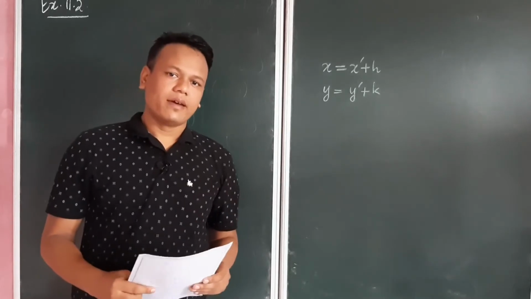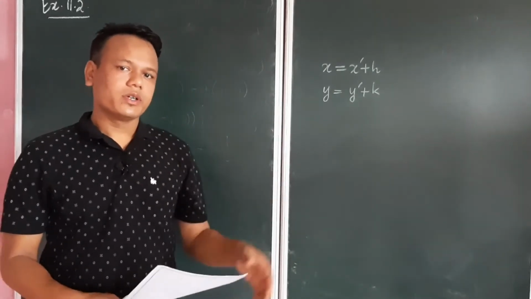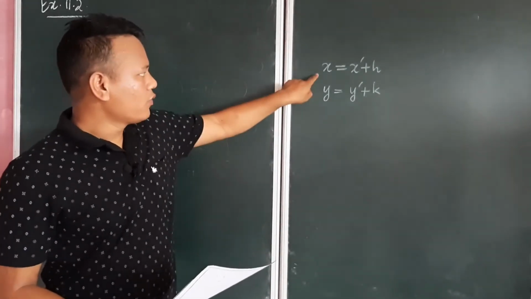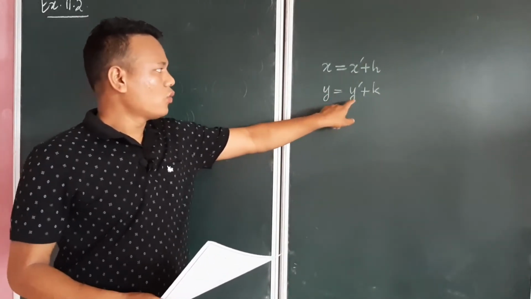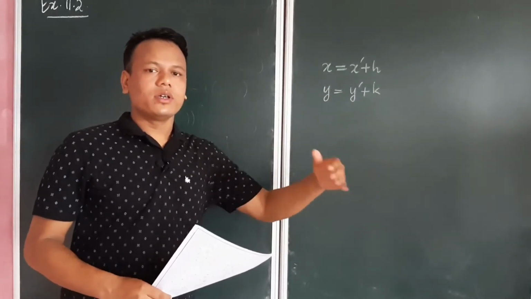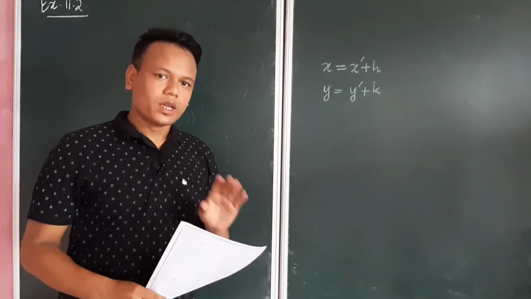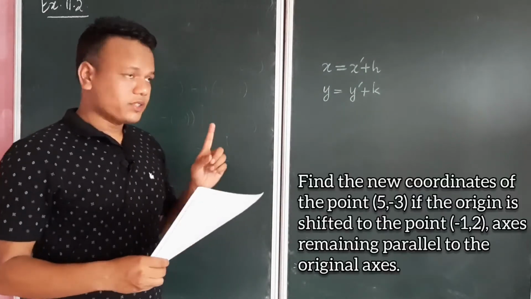So having understood the shifting of origin, from it we came across two very important formulas. One is x equals x dash plus h and y equals y dash plus k, where h comma k gives you the origin of the new coordinate system. All right, so we have the first question from exercise 11.2.